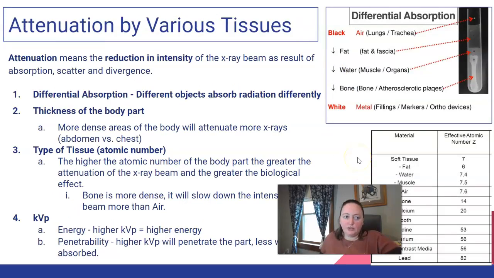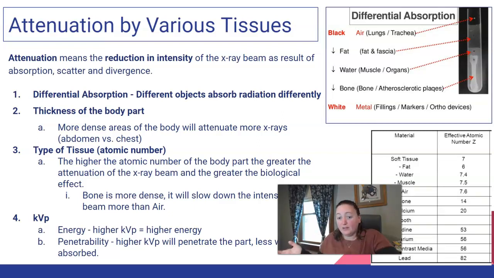Attenuation by different tissues, right? Attenuation is our slowing down. The things that can increase or decrease attenuation would be the thickness of the body part. The more dense areas of the body will attenuate or slow the beam down more than the less dense. The type of tissue or the atomic number, which is a Z number, right? You don't need to necessarily memorize these, but you guys know that bone is more dense than air. So a lumbar spine is going to be more dense than the lungs, right?